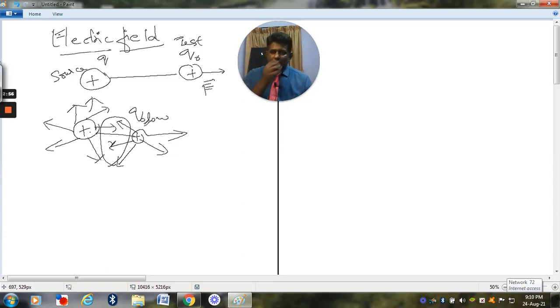The electric field is created around the source charge Q, which will have electric field lines around it. How force is generated is, whenever a test charge is brought near the source charge, an electrostatic force will be created and it will push the test charge. Based on this interaction, we can calculate the electric field.